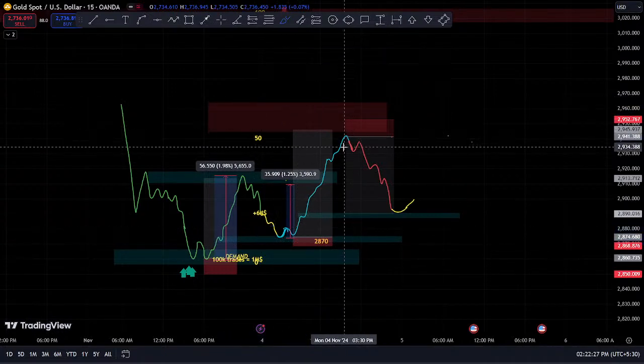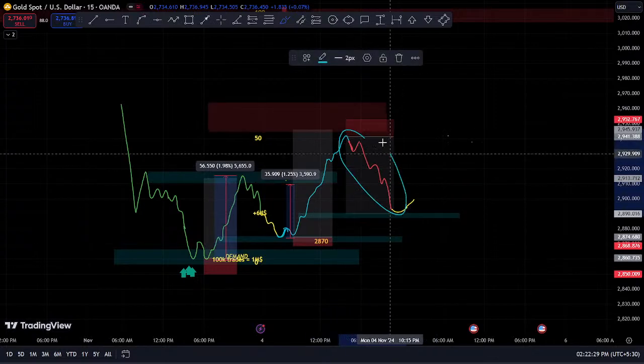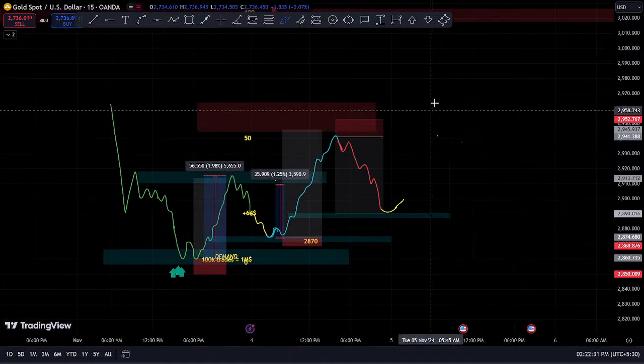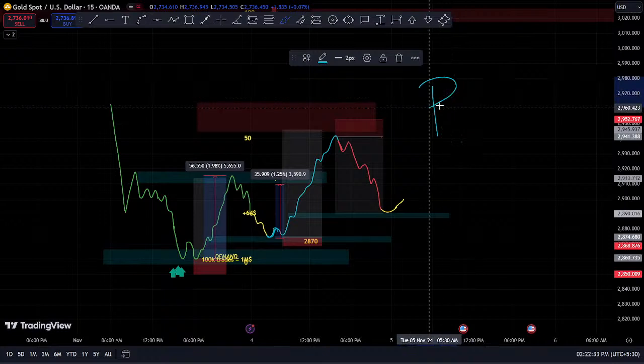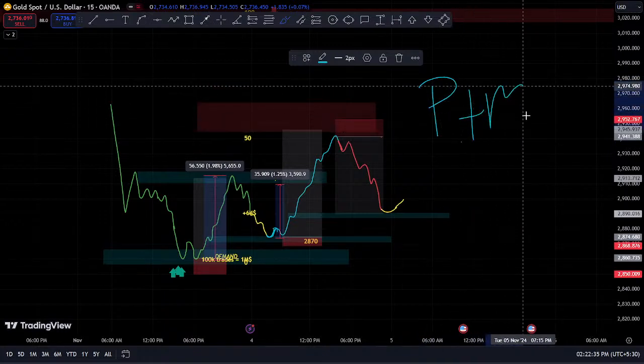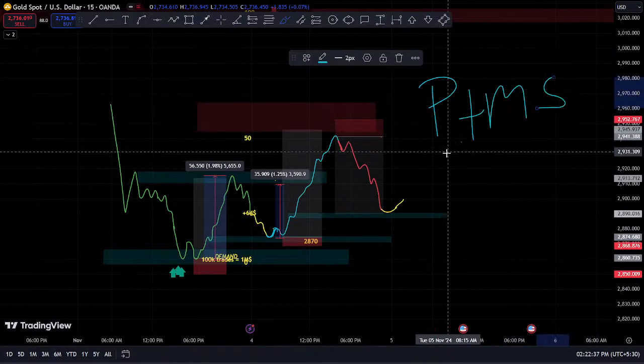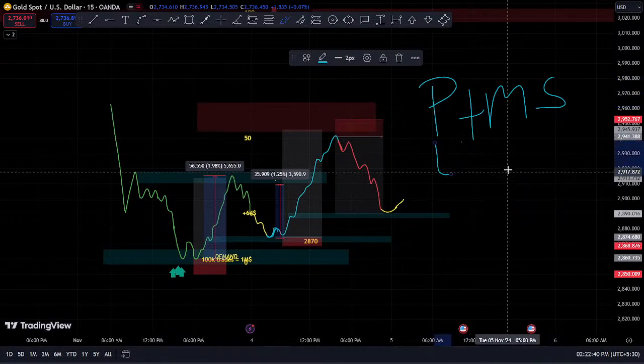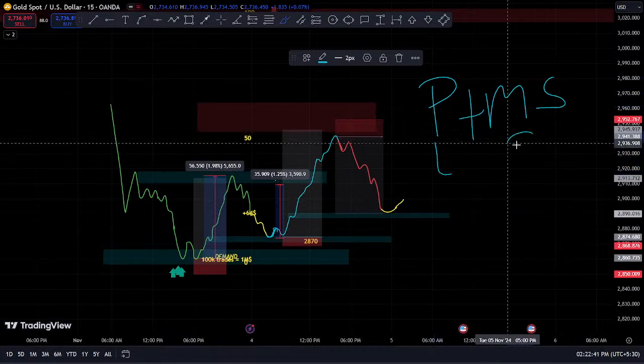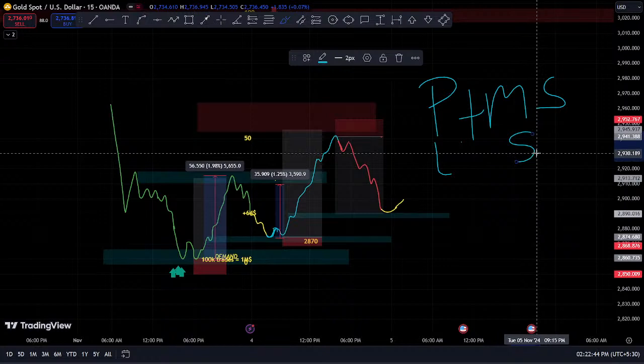So this particular red line indicates a pullback zone. What is a pullback? A pullback is profit booking plus midterm selling. The people who have gone long over here are trying to book their profits, and people who are trying to short over here are trying to trade this particular pullback.